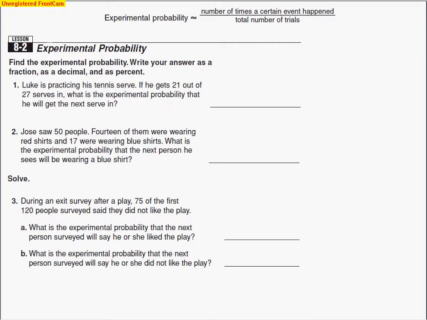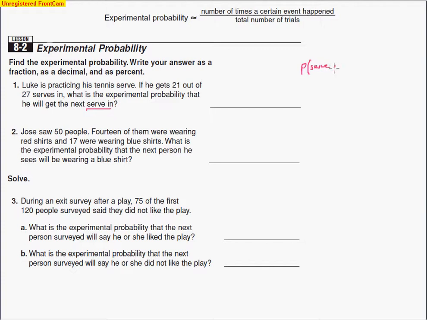In the fraction form, which is what we're going to end up finding first, and then we can write it in either the percent or decimal form second, and then one of them in third. So Luke is practicing for his tennis serve, and he gets 21 out of 27 serves in. What is the experimental probability that he will get the next serve in? So they want to know the serve in.